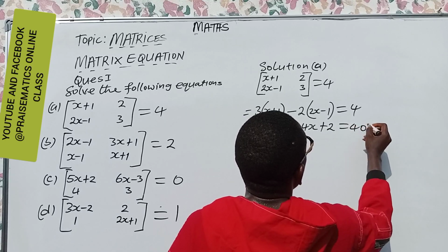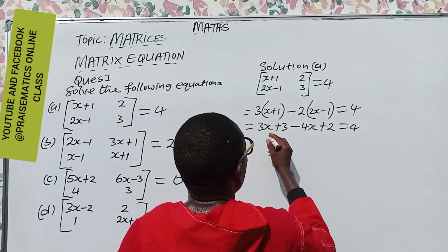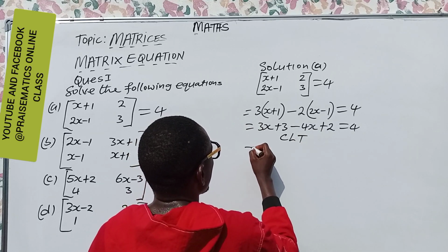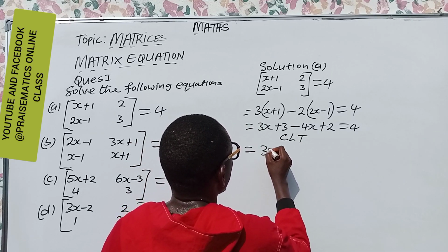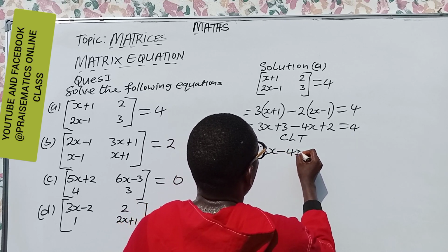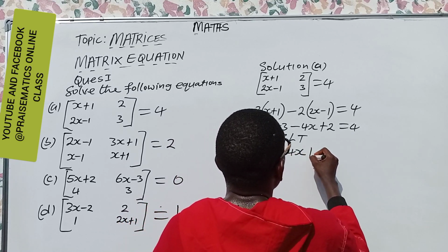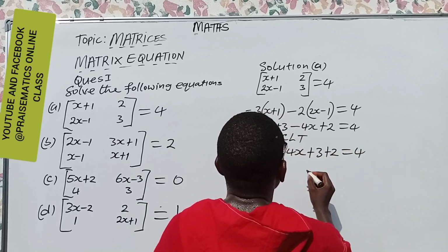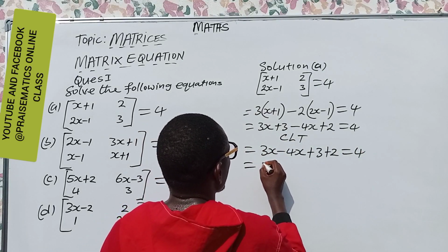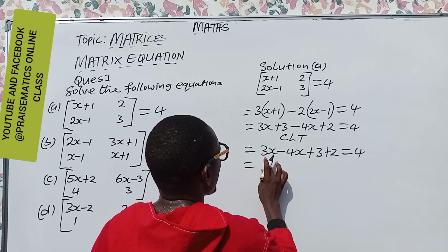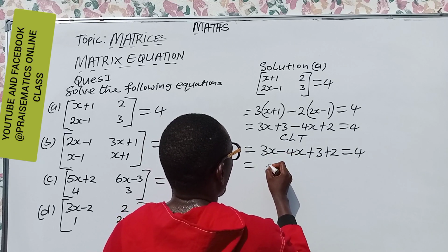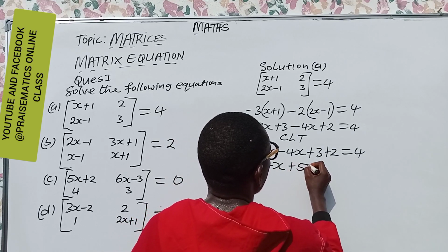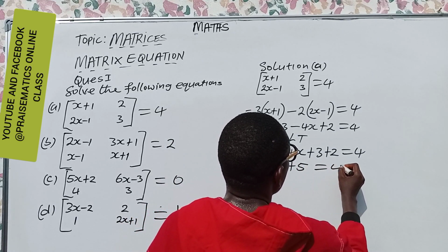All equal to 4. Now collection of like terms, CLT. Now what we have is 3x minus 4x plus 3 plus 2 equals to 4. 3x minus 4x will give us minus x plus 5, and it's equal to 4.